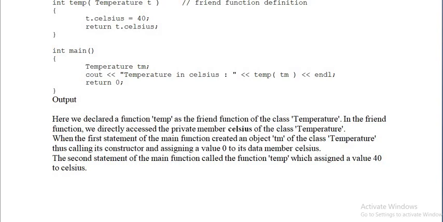So we have one constructor here in this program and we have one friend function. And I told you many times in C++, in all my sessions, no confusion regarding your declarations, definitions and call.